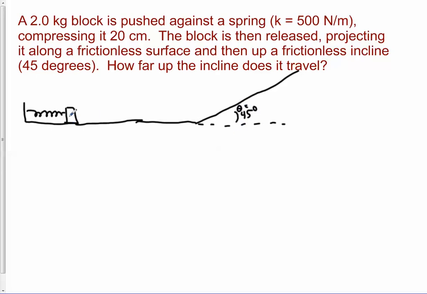Okay, so this guy gets pushed in. So here's the 0 point. So this guy's already been pushed in 20 centimeters. And then we're going to let it go. So the spring's going to push it until here, and then the block will go on its own. It's not attached, it's just pushed up against the spring. So the spring will push it back to here, and then it'll slide along, and then it'll go up until it runs out of steam. And that's the question: how far up the incline does it travel? So how far up does it go? We'll call that D.